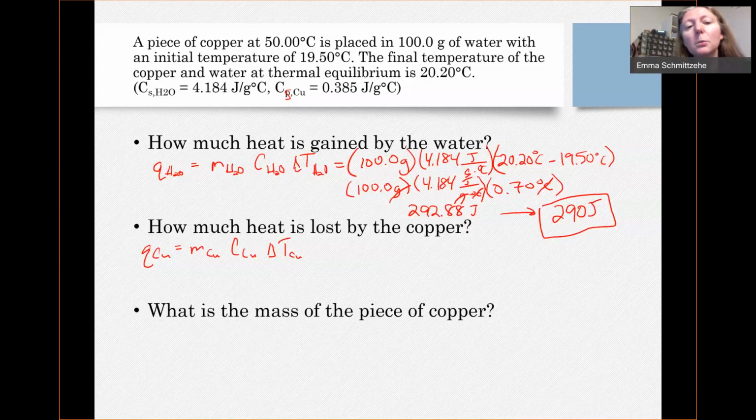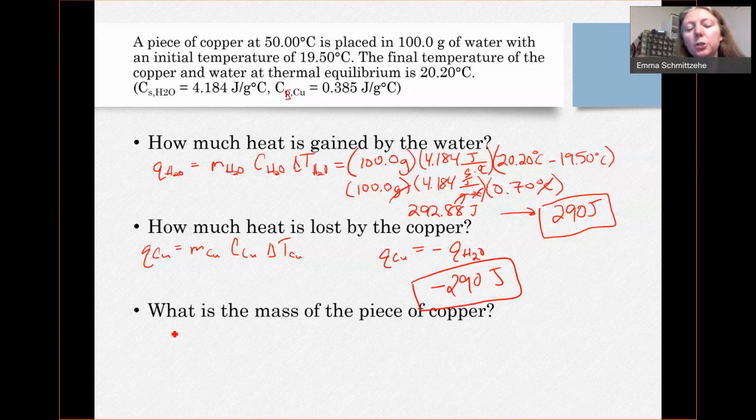But this is a thermal equilibrium problem. You have a hot object put into cool surroundings and heat is transferred until they equilibrate in temperature. We already calculated how much heat the water gained, so that must be equal to the heat that copper loses. So the Q of the copper must be the opposite sign of the Q of the water, meaning our answer here is negative 290 joules.